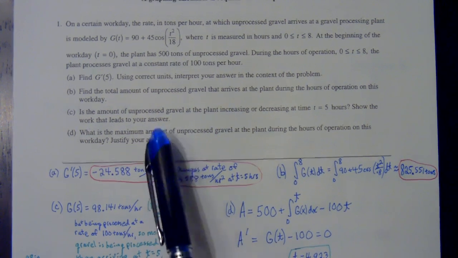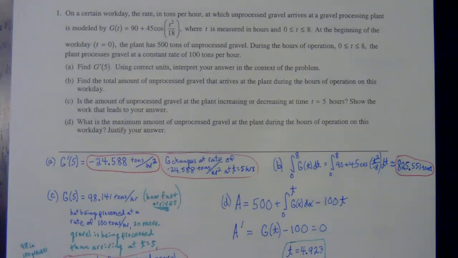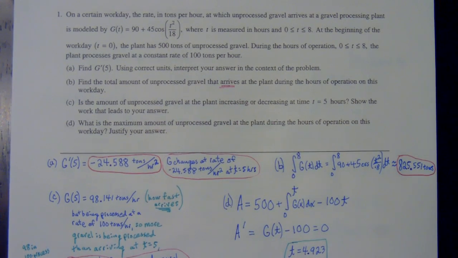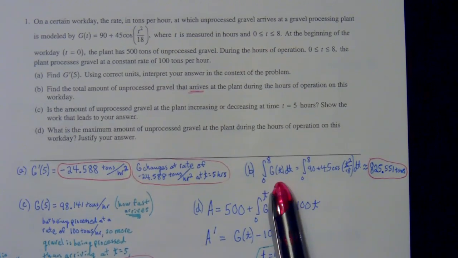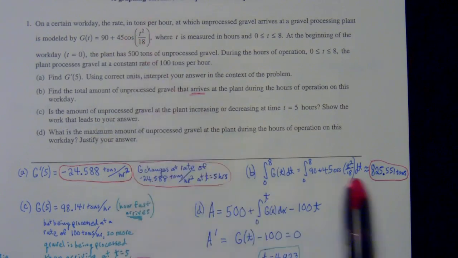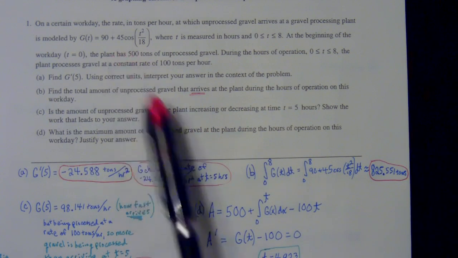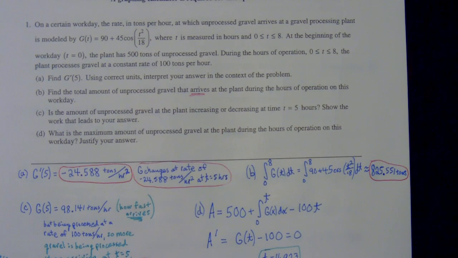Letter B just says find the total amount of unprocessed gravel that arrives. So the key word there is arrives. I don't care what was already there, I don't care what was leaving. I just want to know how much arrived at the plant during hours of operation, which is between 0 and 8. So that's just a straight integral of that G of t. Remember, the G of t is in tons per hour, so when I integrate that, that will just give me tons. So you just integrate that function because that's the arrival rate. That's the total amount that arrived in that time period.